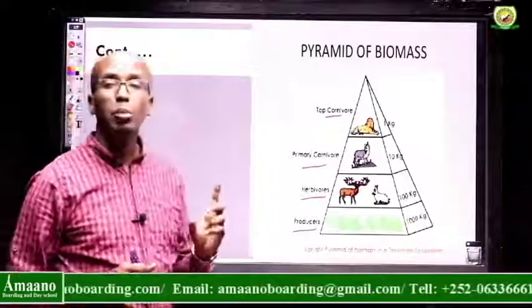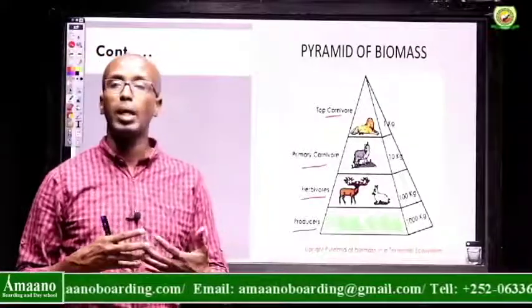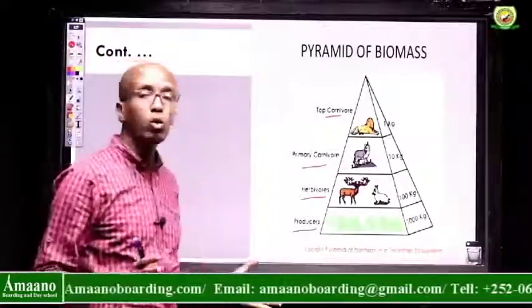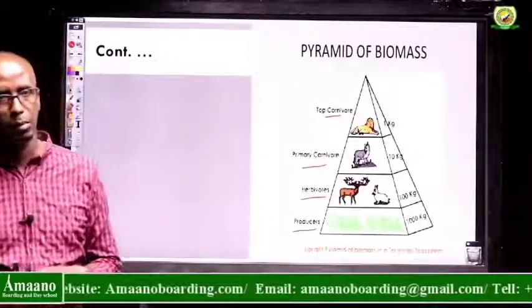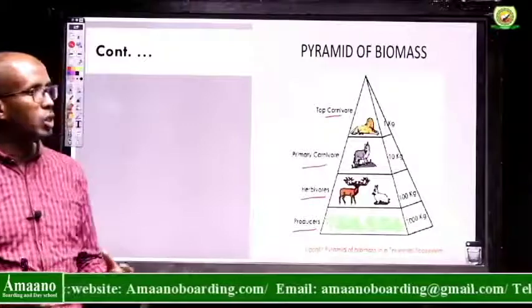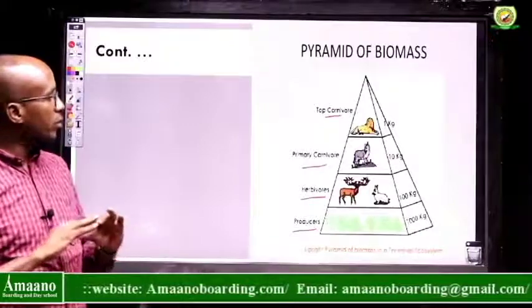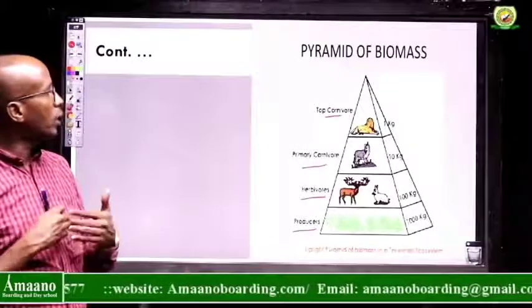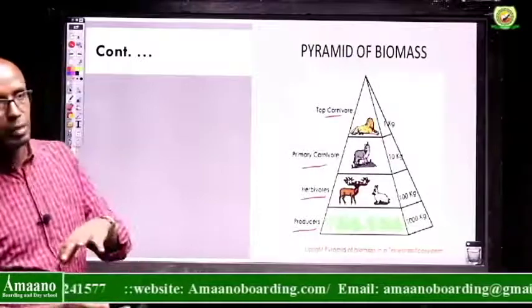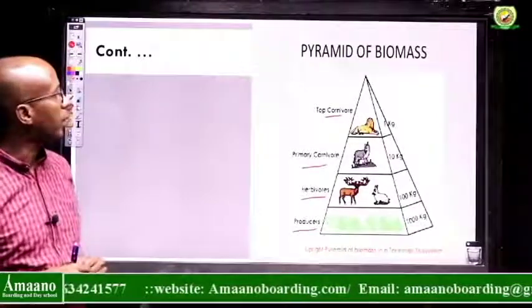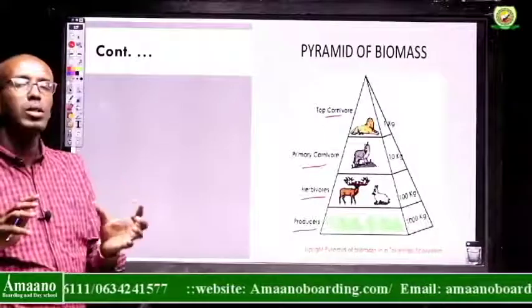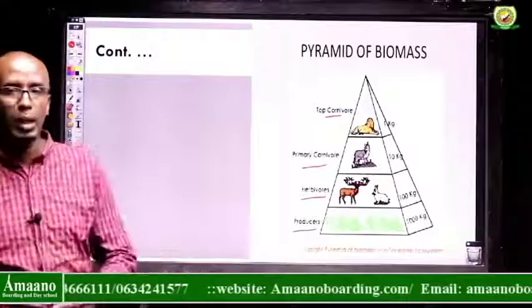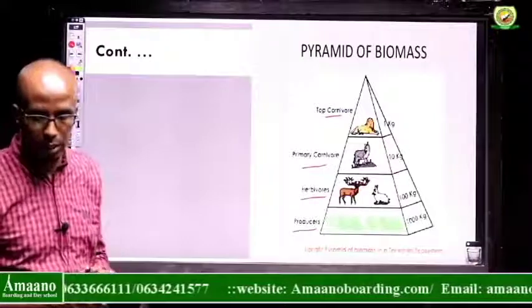One of the major importances of drawing a pyramid of biomass is to overcome the problem of the pyramid of number, which is having an inverted pyramid of number. So if you have an inverted pyramid of number, you can convert it into a pyramid of biomass to get an upright pyramid.